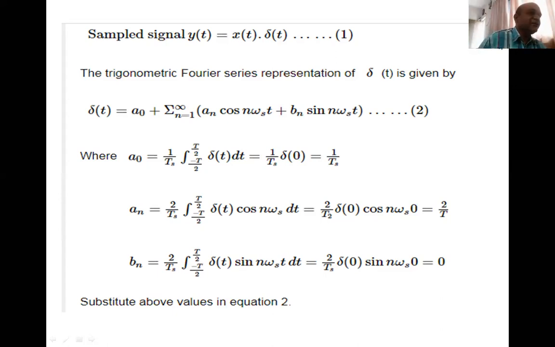Now if you elaborate it, you will find expression number 2, that is delta of t is equal to a0 plus summation of n is equal to 1 to infinity, in bracket, an cos of n omega s t plus bn sin n omega s t. We mark it as expression number 2.